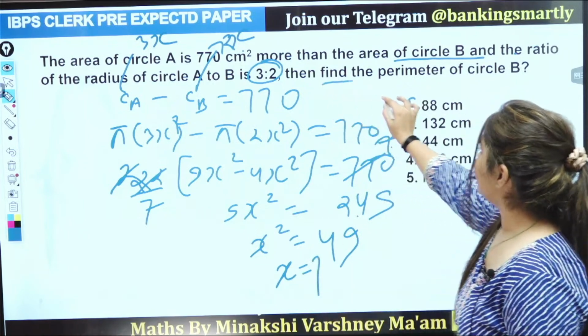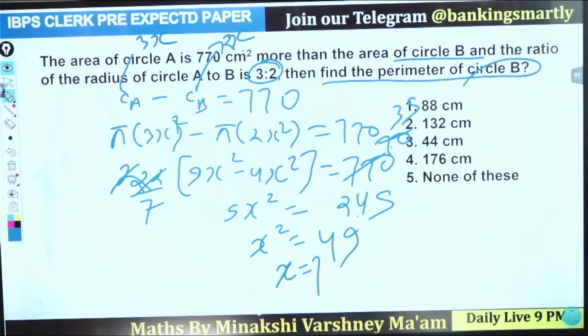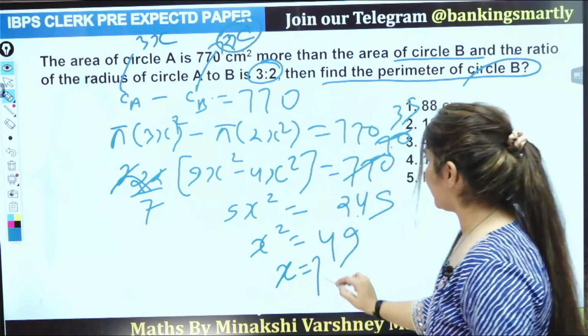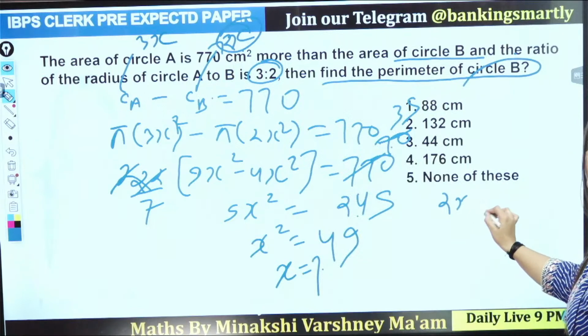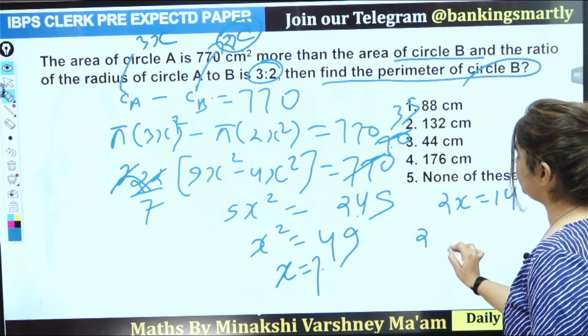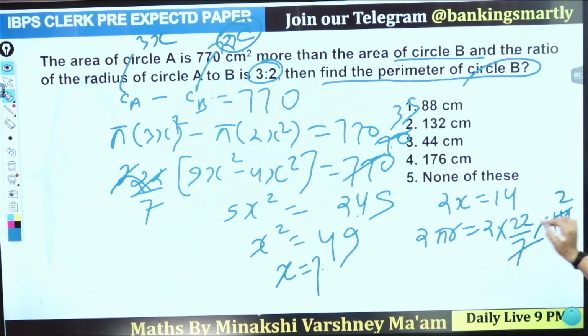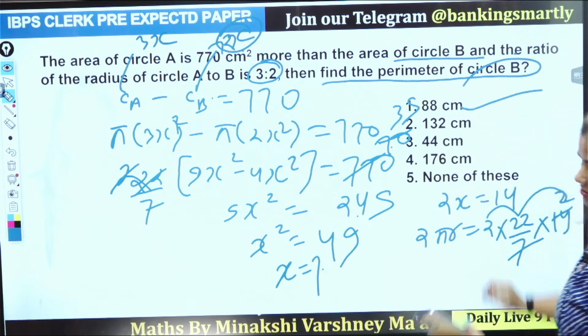What they are asking here: find the perimeter of circle B. Okay, perimeter of circle B. What is the radius of B? Twice of x. X is equal to 7, that means twice x is equal to 14. Perimeter of B is 2 pi r, 2 into 22 by 7 into what? 14. 7 2s are 14, 2 into 44 is 88. Option number 1 is correct.